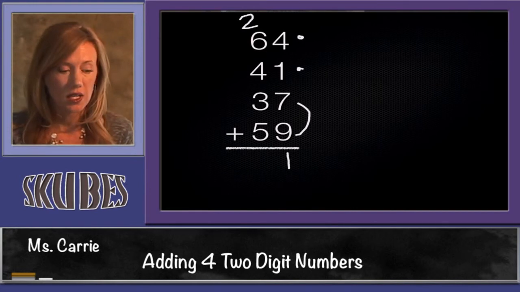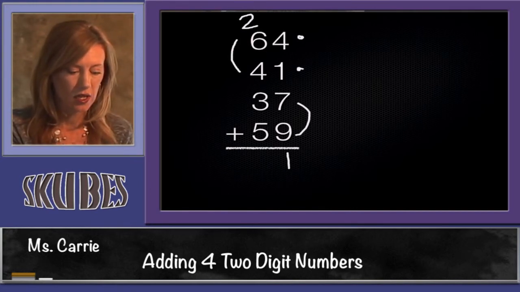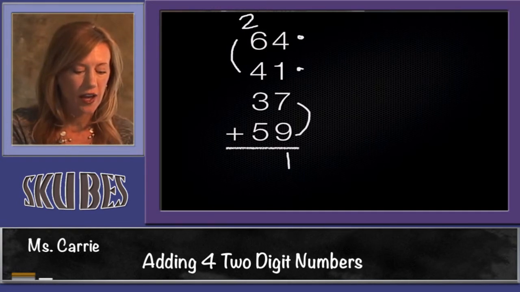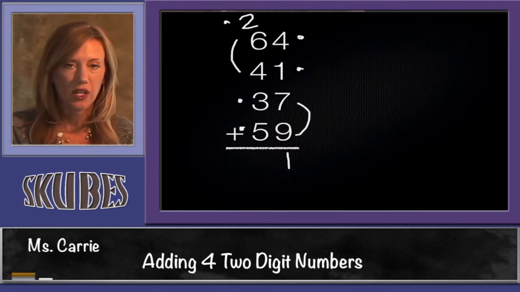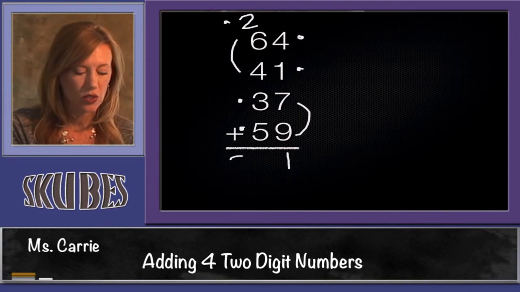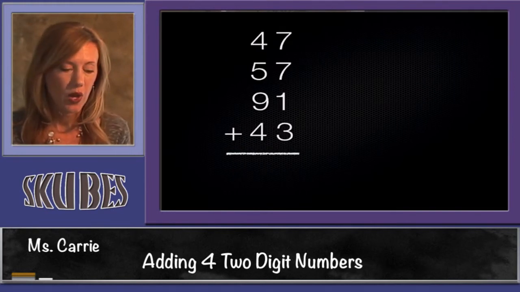Now let's add up the tens place. I know 6 plus 4 is 10. Now I'm going to add the 5, that makes 15, plus 3 more makes 18, plus 2 more makes 20. So our answer is 201. Let's look at one last problem.